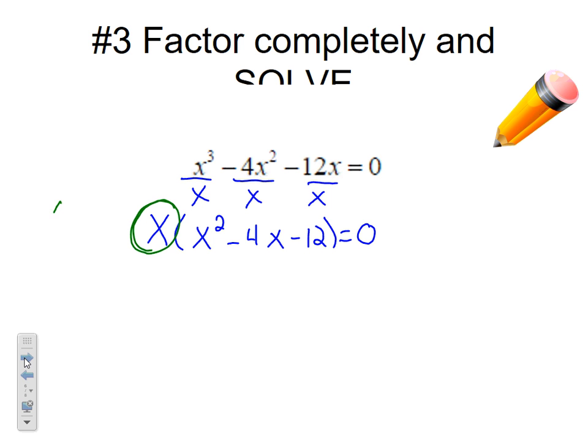Can't forget about them. So we have a, c, and it has to add up to b. So I have 1 times negative 12, which is negative 12. I have to come up with two factors that add up to negative 4. All right, for this one, we're going to use negative 3.